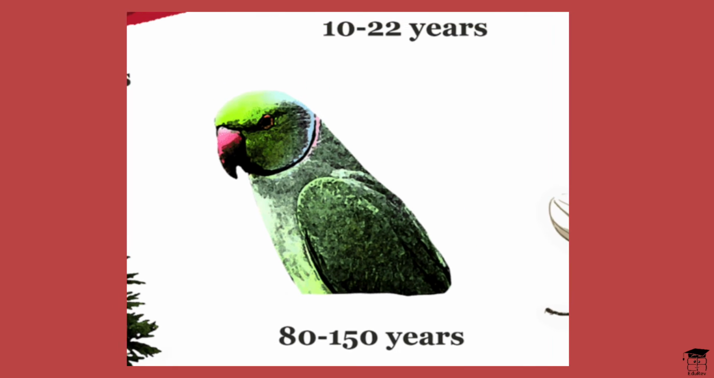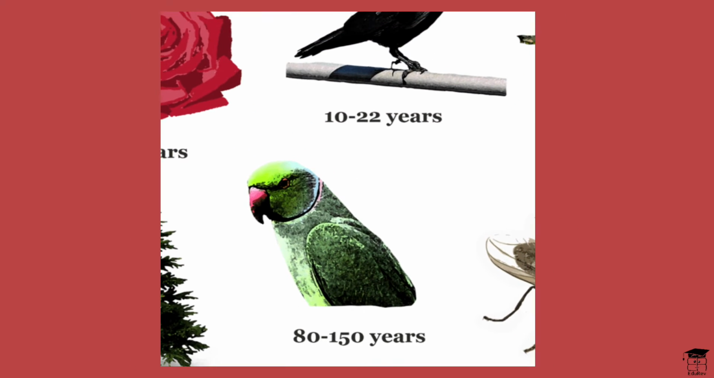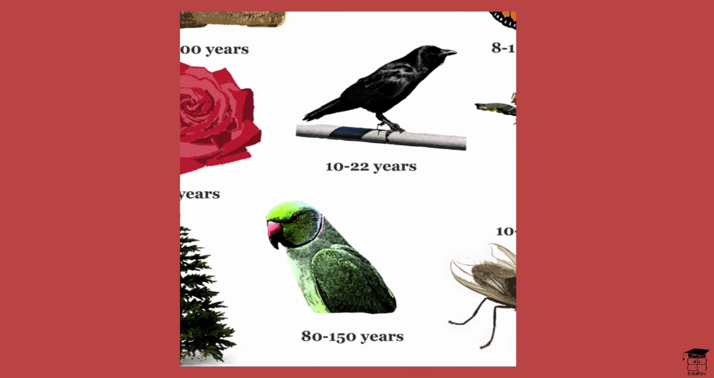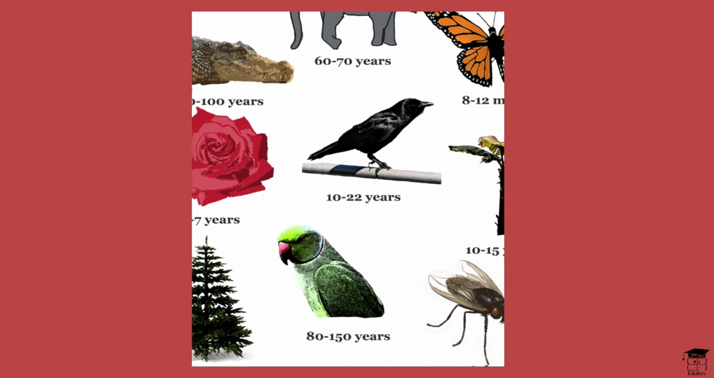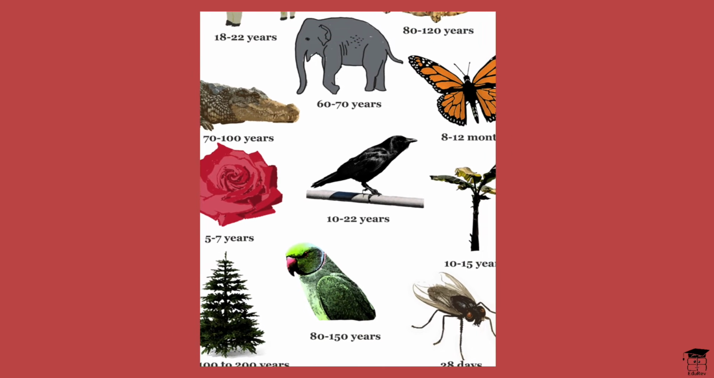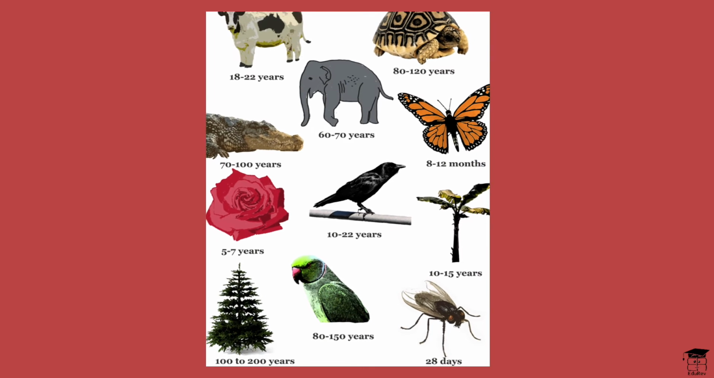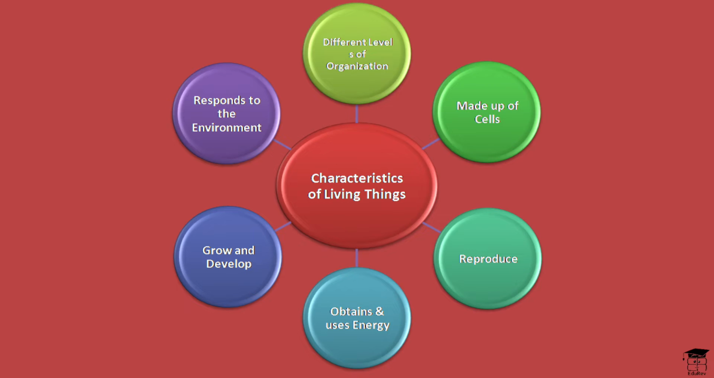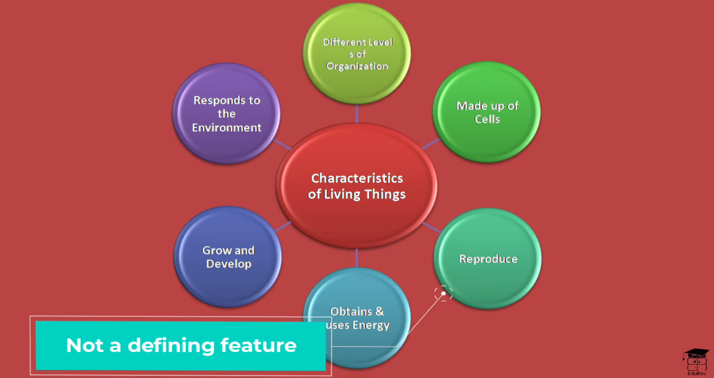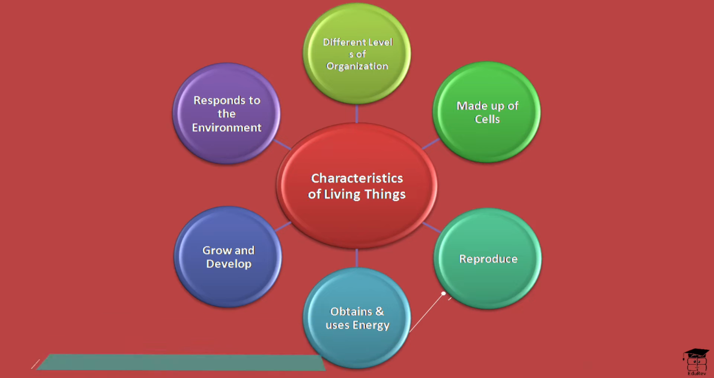Here are some organisms and their lifespans. We can see the range of lifespan varies greatly, from 140 years in the case of a parrot to 2000 years in the case of a peepal tree. In the first chapter of your class 11th biology, we studied that reproduction is a fundamental feature that most living organisms show, but it is not necessary that every living organism will show reproduction. So most organisms reproduce, but it is not the defining feature of the living.